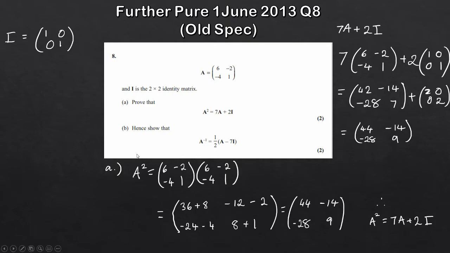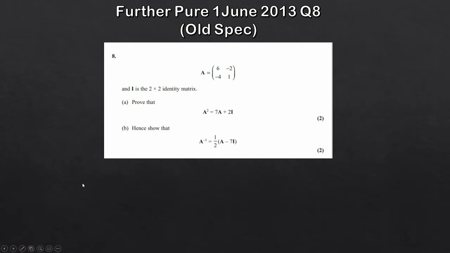Now I'm going to need a bit more room for part B, so if I just clear all this dead quick. Part B is a 'hence show that'. Now you can just work out the inverse of this matrix and then work out half of 8 minus 7I. That is a way you could do it, but seeing as it's a 'hence', we'll carry on with that and work through like that. So let's do this. We know A squared equals 7A plus 2I.